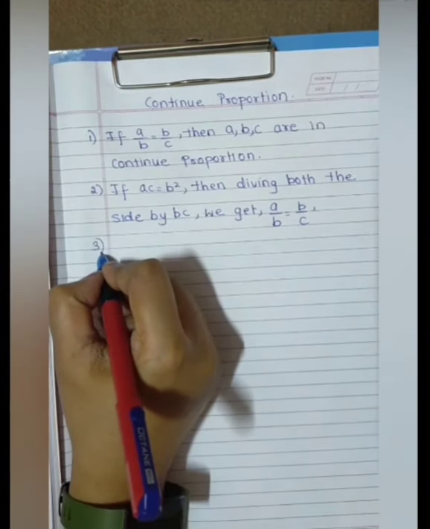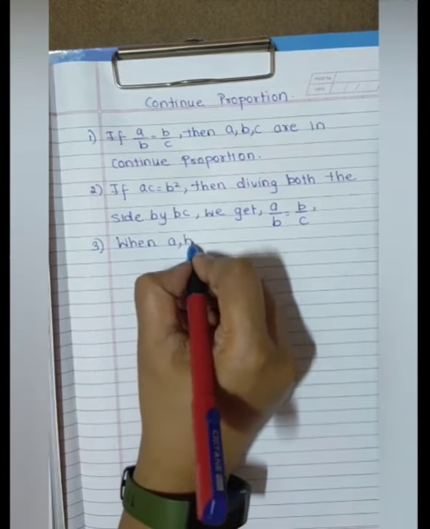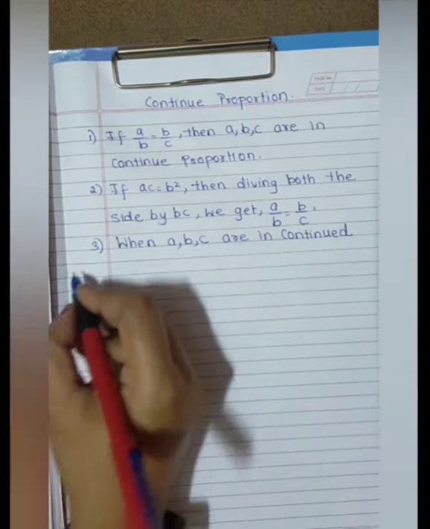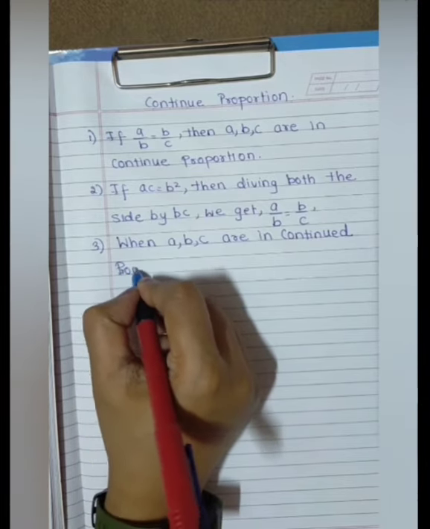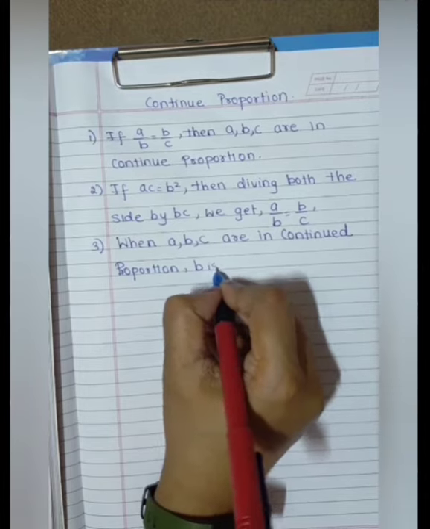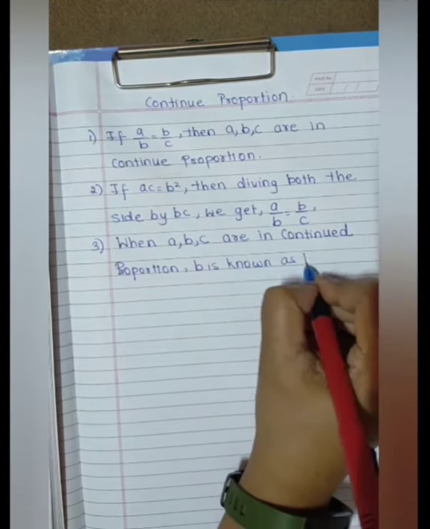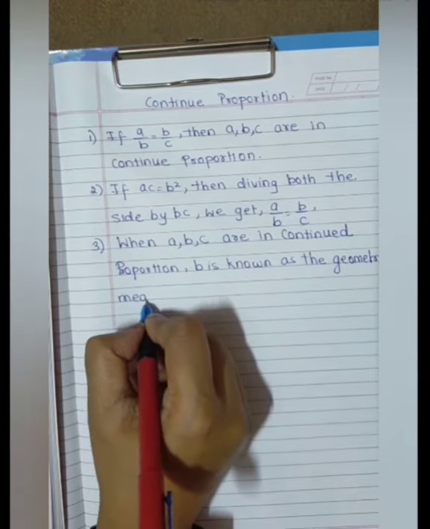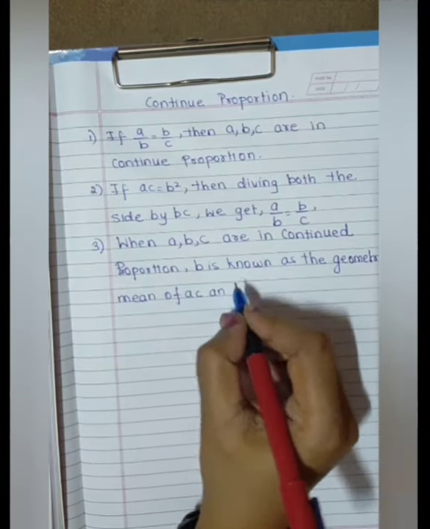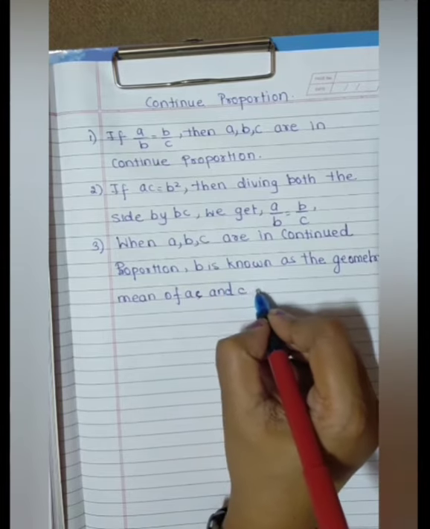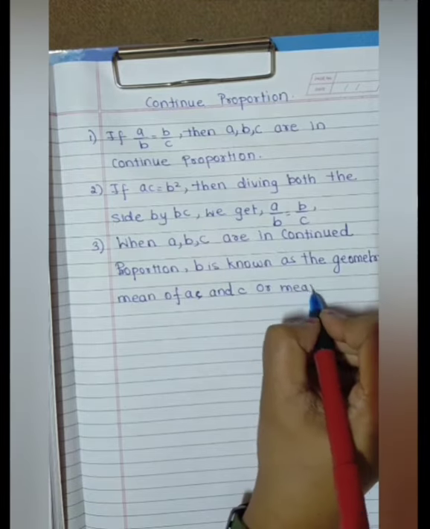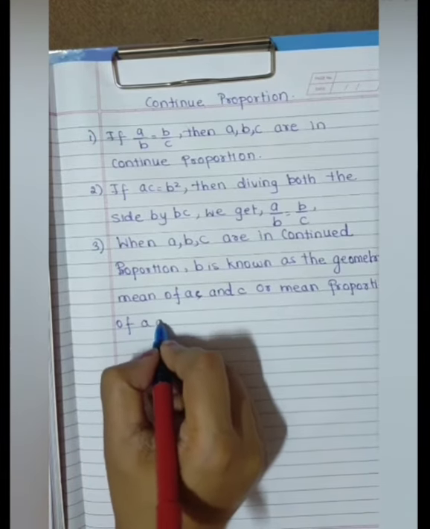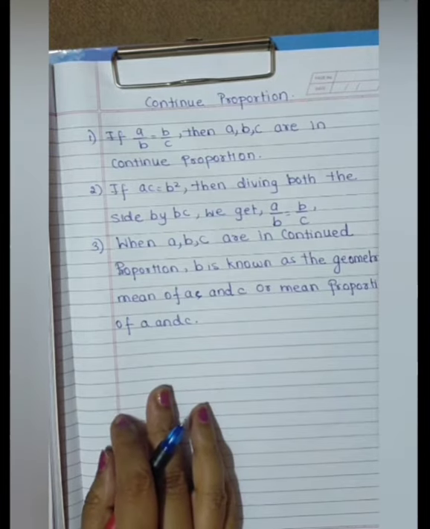Now third, when A, B, C are in continuous proportion, these are the important points: B is known as the geometric mean of A and C, or the mean proportional of A and C. I hope you are understanding the steps.